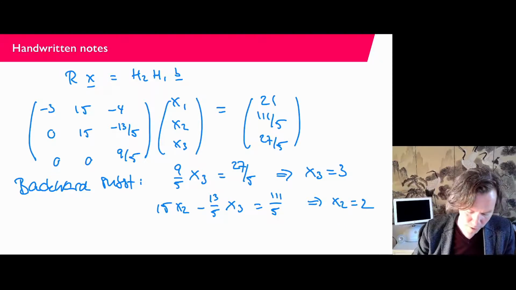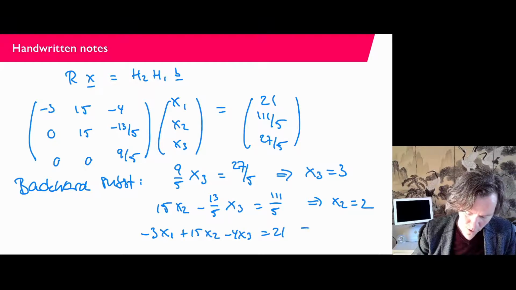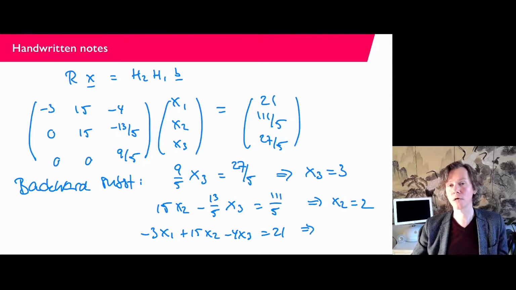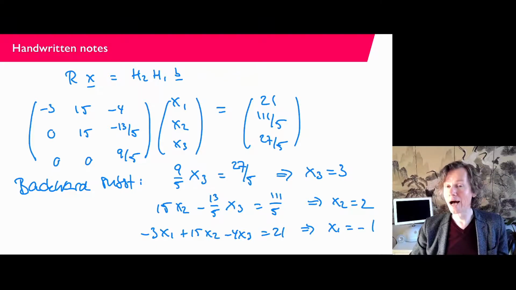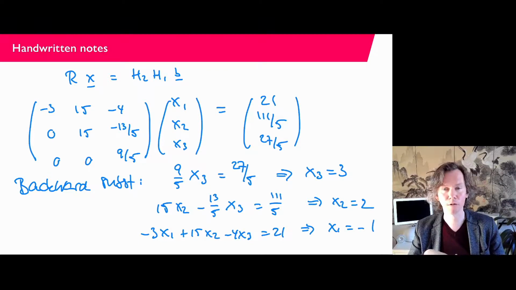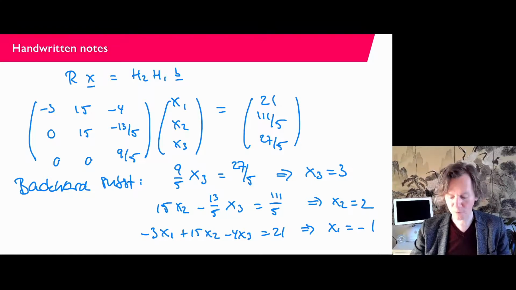And then finally we go to the last equation, which is the top equation, minus 3x1 plus 15x2 minus 4x3 equals 21. And then if you plug in the values for x2 and x3 that we already found, you should hopefully find x1 equals minus 1. So quite a bit of work, but this concludes the example. So this shows us how we can find a QR decomposition and how we can use the QR decomposition to solve the linear system. So let's wrap up this video.